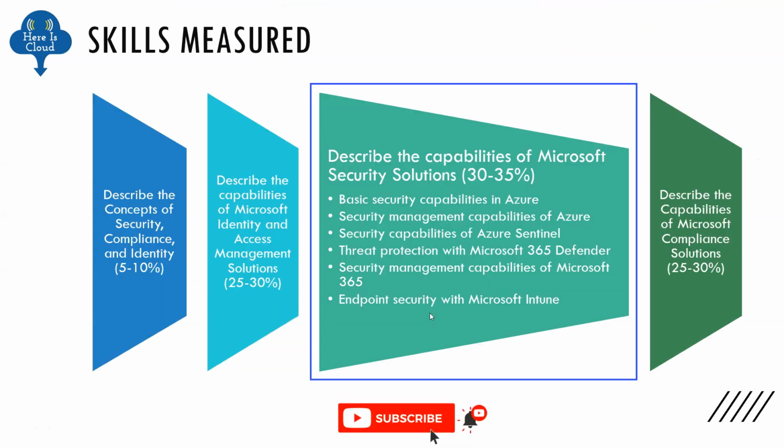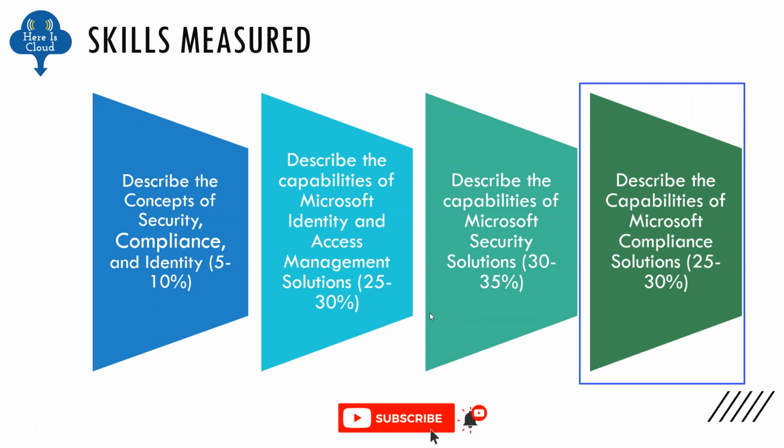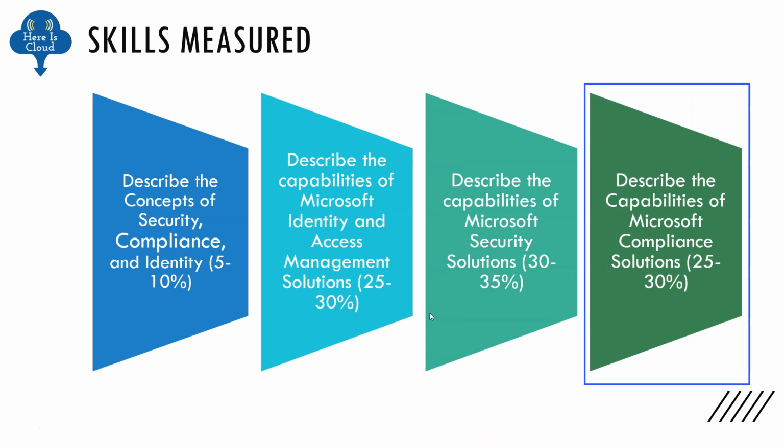So with this, we are done with the subsection endpoint security with Microsoft Intune. And that finishes our section 3, which is describe the capabilities of Microsoft security solutions. This was the last section, as you can see, 30 to 35%. And the next one, which we will cover, is the final section, describe the capabilities of Microsoft compliance solutions.